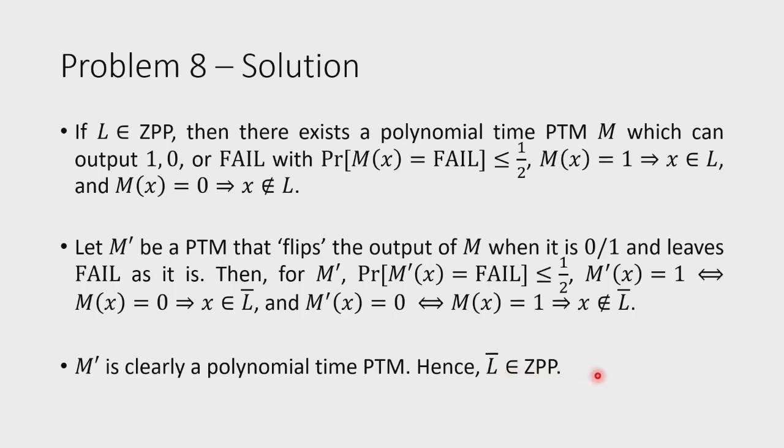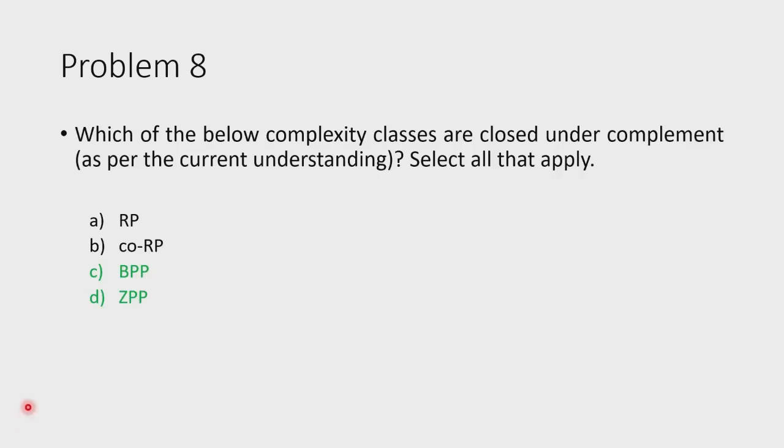So is this fine? The idea over here was exactly the same as the idea in the previous proof. We just had to handle fail carefully. So what was the problem formulation? The question was which of the below complexity classes are closed under complement. So we didn't know anything about RP and co-RP.